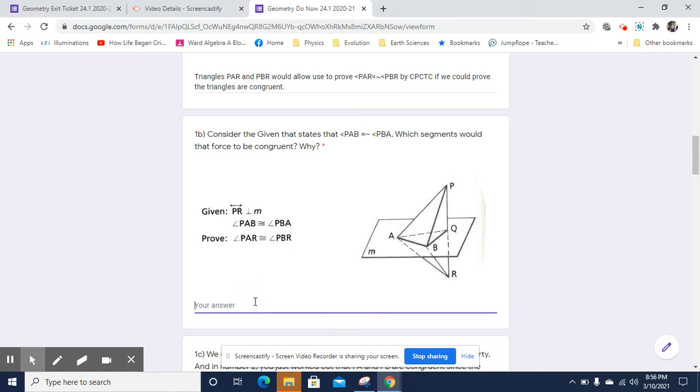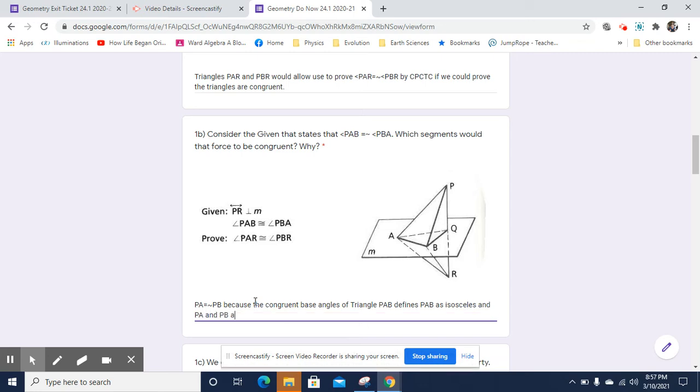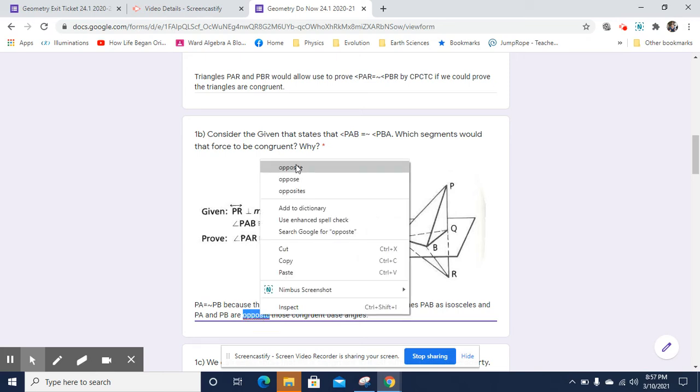So we can say PA is congruent to PB because the congruent base angles of triangle PAB define PAB as isosceles, and PA and PB are opposite those congruent base angles. And there we go.